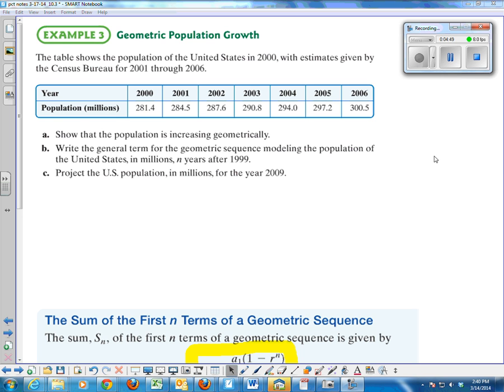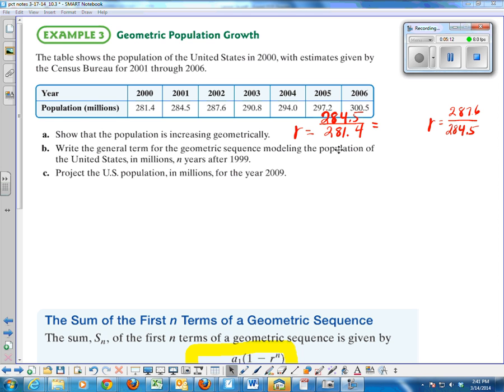Okay, let's look at example 3. Part A, show that the population is increasing geometrically. In order to do that, we need to show that the increase is constant. So let's show that between 2000 and 2001, whatever that r is, the same as between 2002 and 2001.